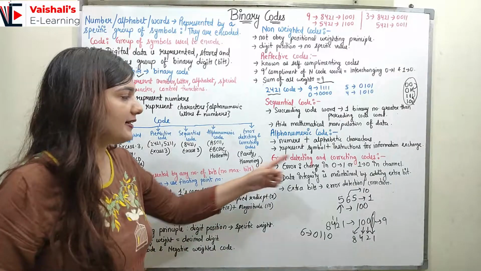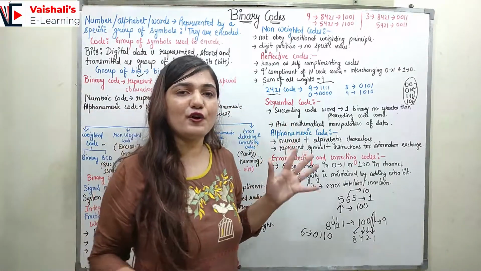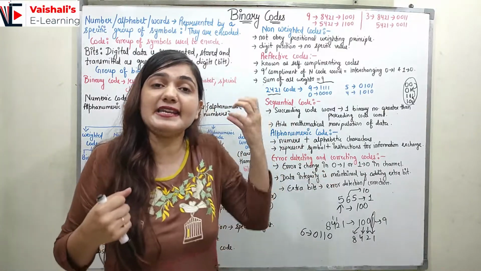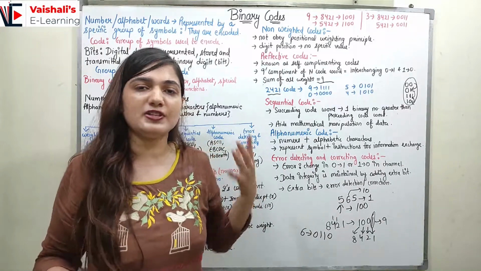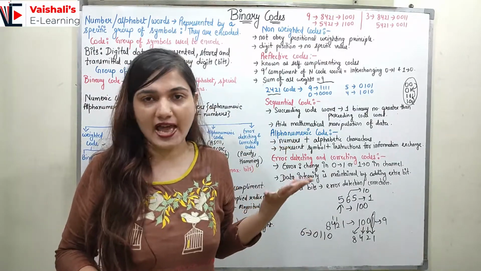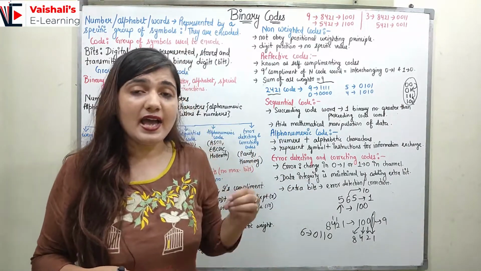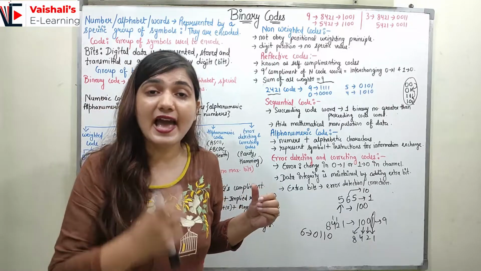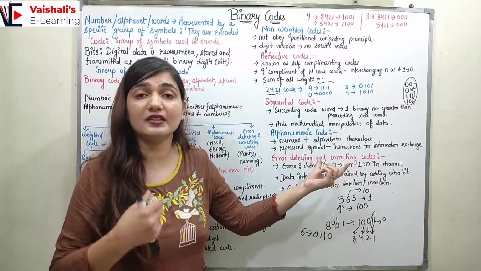Coming to the error detecting and correcting code, as the name suggests, this type of code has the power to detect any error. What is an error? If I am sending some bits, a 0 can be changed into a 1 and a 1 can be changed into a 0 in the channel. Due to noise, this transformation happens and it is called an error. So this code has the capability to detect the error.